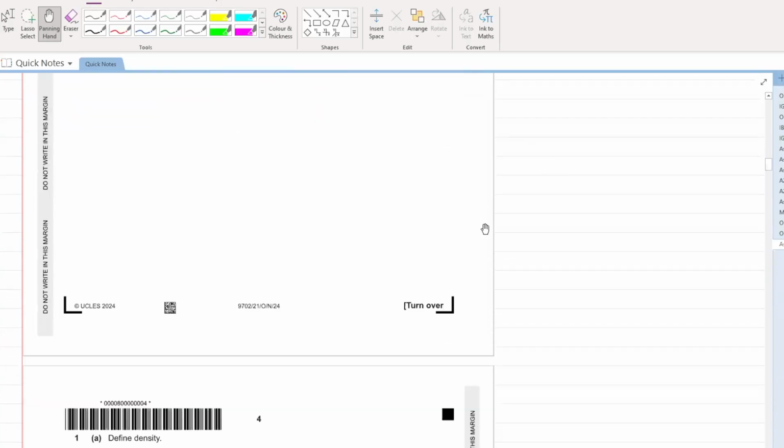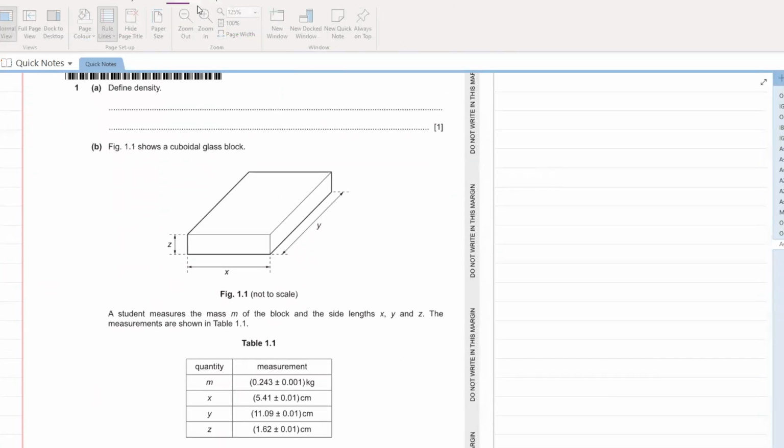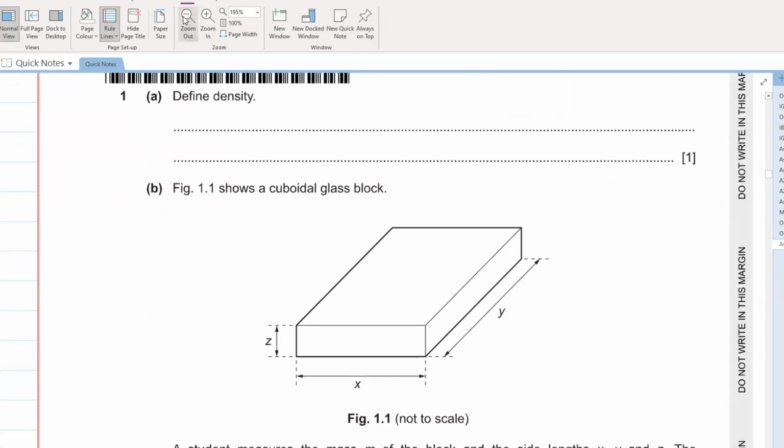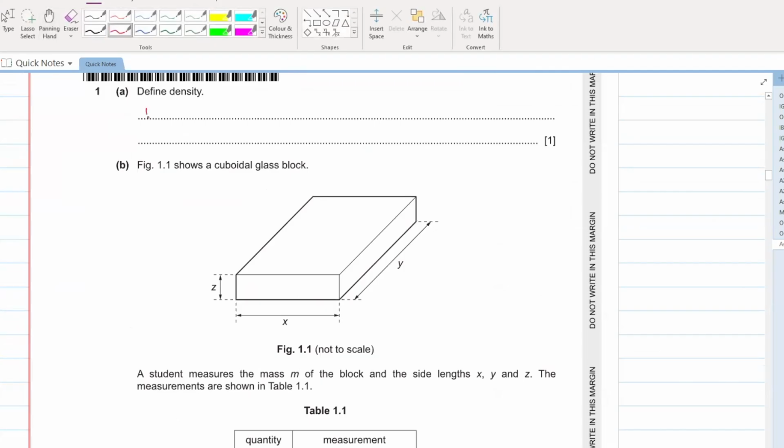Let's go. First question. Define density. What is density? Density is mass per unit volume.